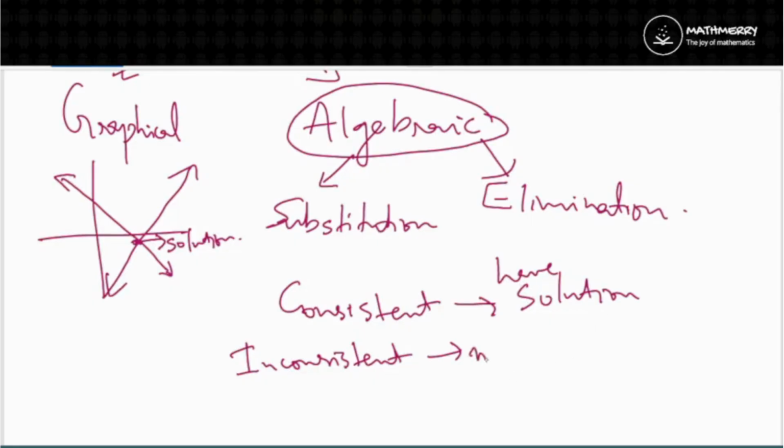So in the case of an inconsistent pair of linear equations, they don't have any solution. If there is no solution, we call them inconsistent, and if they have a solution, we call them a consistent pair of linear equations. Now the next is dependent.